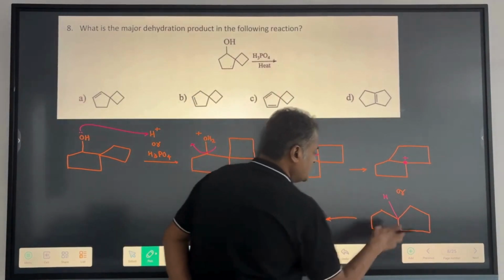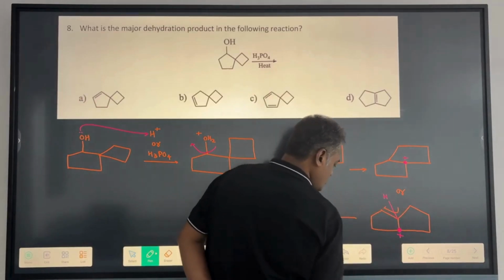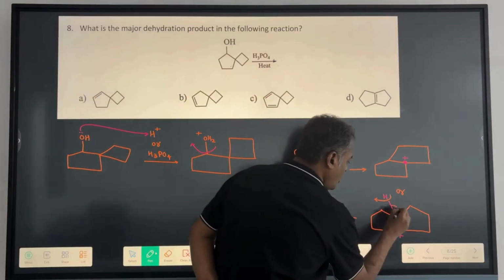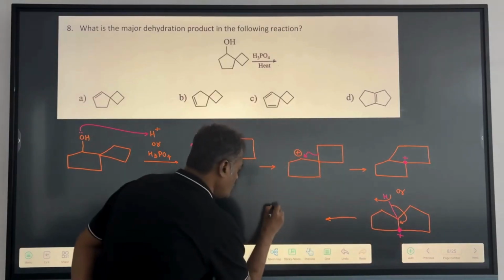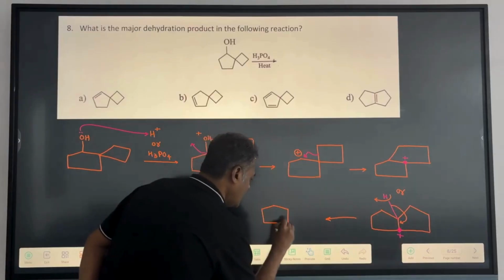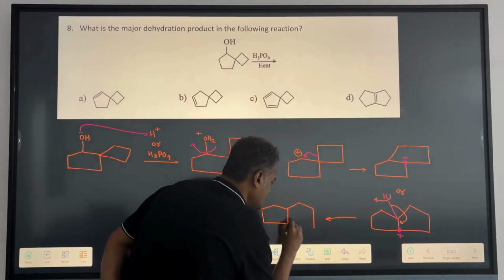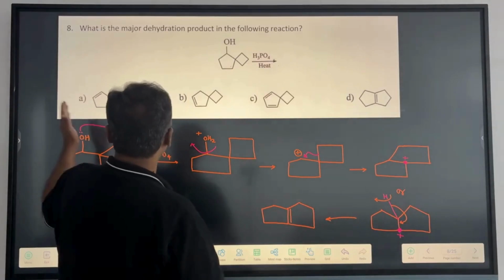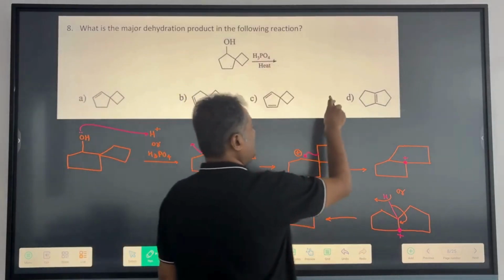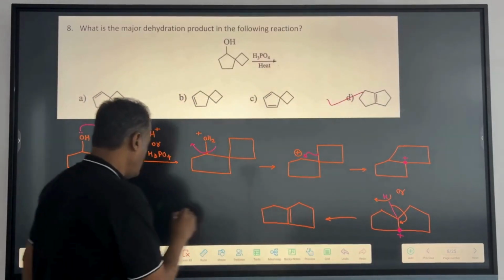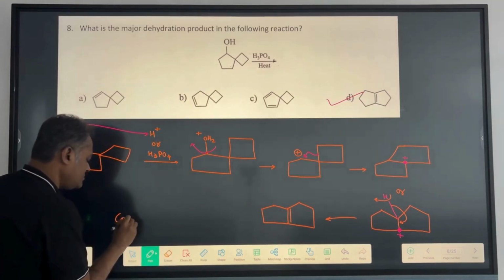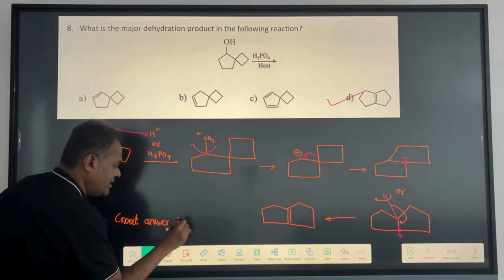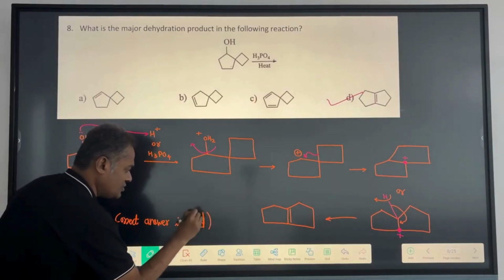So what will happen? This H will go out, and this bond will form over here as a pi bond. So you will have a molecule with 2 rings, and between them a double bond. This can be the most probable answer out of the 4 options. Hence the correct answer key in this case is D. So the correct answer is D for this question.